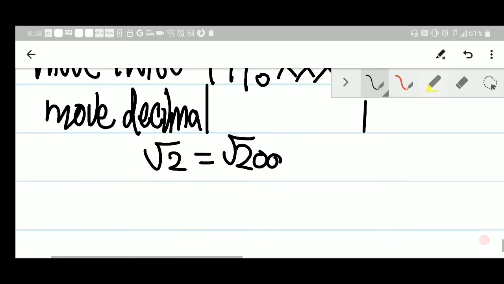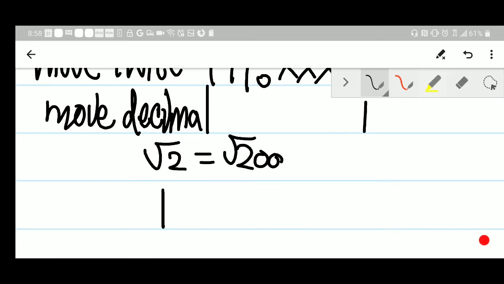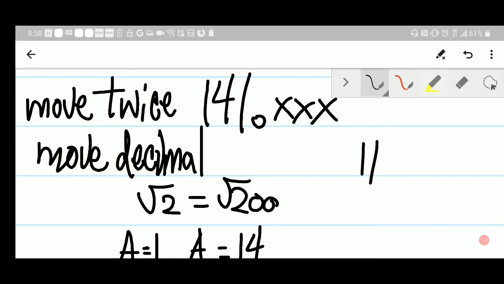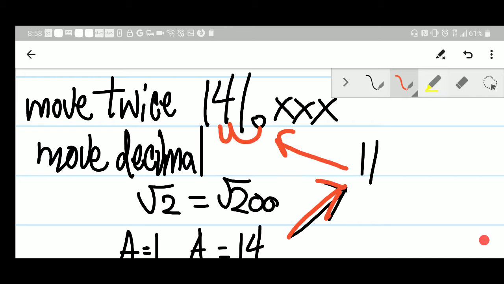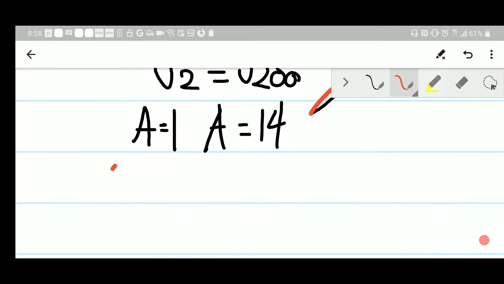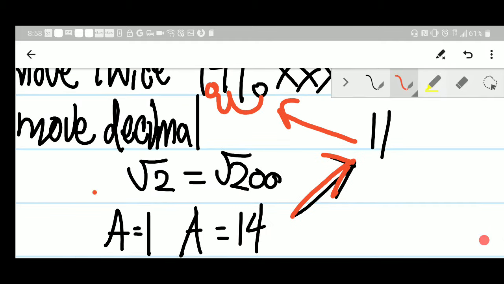And then we went from 1, 4, from A being 1 to A being 14. So that's another one. So we went twice. So you move the decimal 2 places. Okay, 1, 2. So our answer is 1.41.